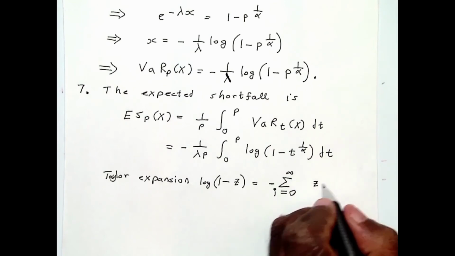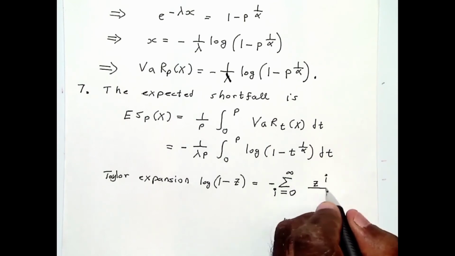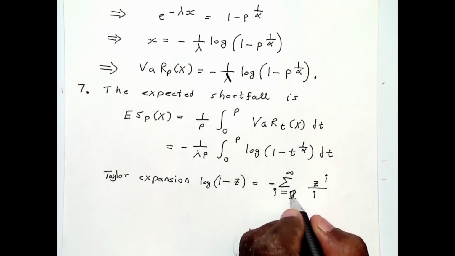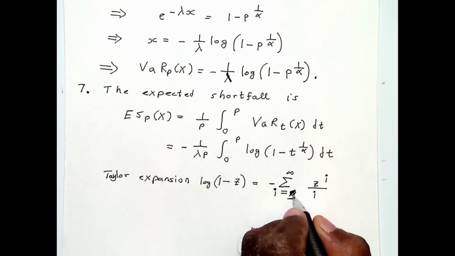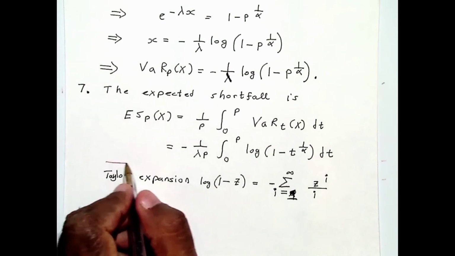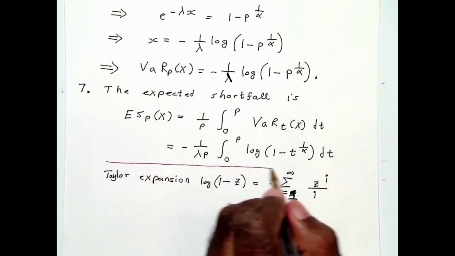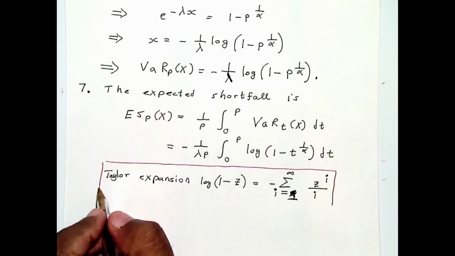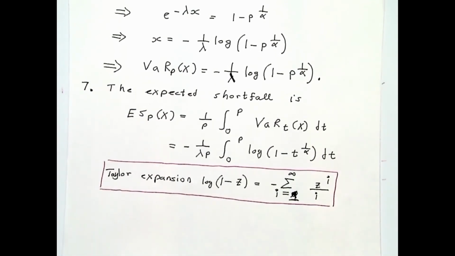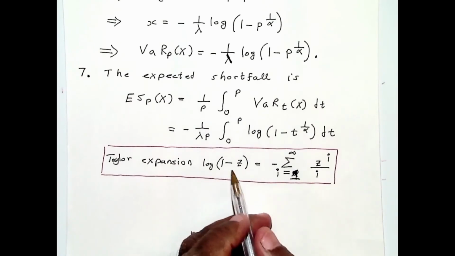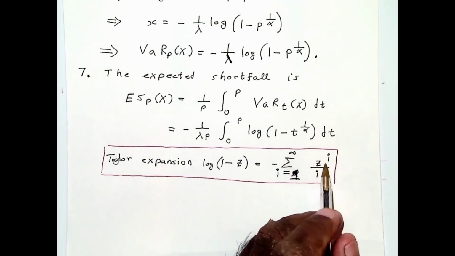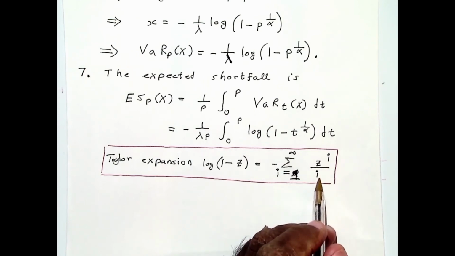Z to the power i divided by i. I think this should be 1, not 0. This should be 1, excuse me for the mistake. So this is a well-known result you should have learned in your year 1 or year 2, right? The Taylor expansion for log of 1 minus z is minus the sum from 1 to infinity of z to the power i divided by i.